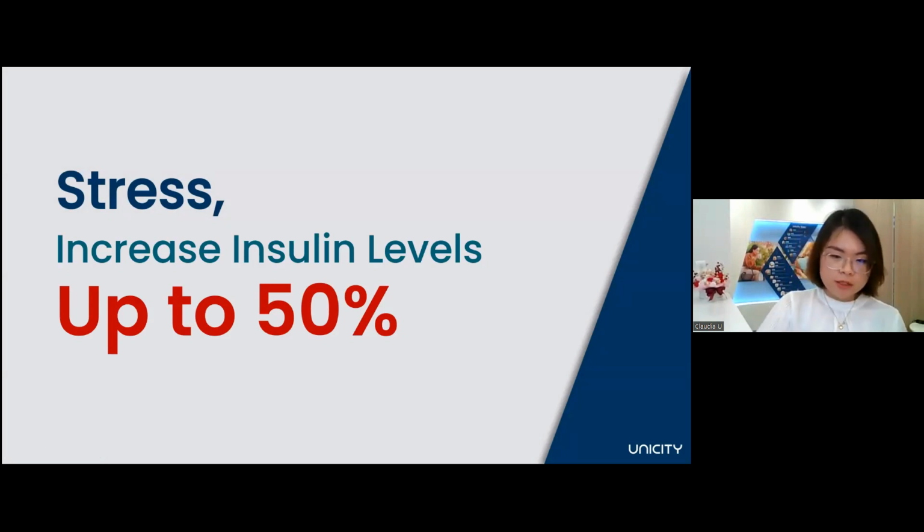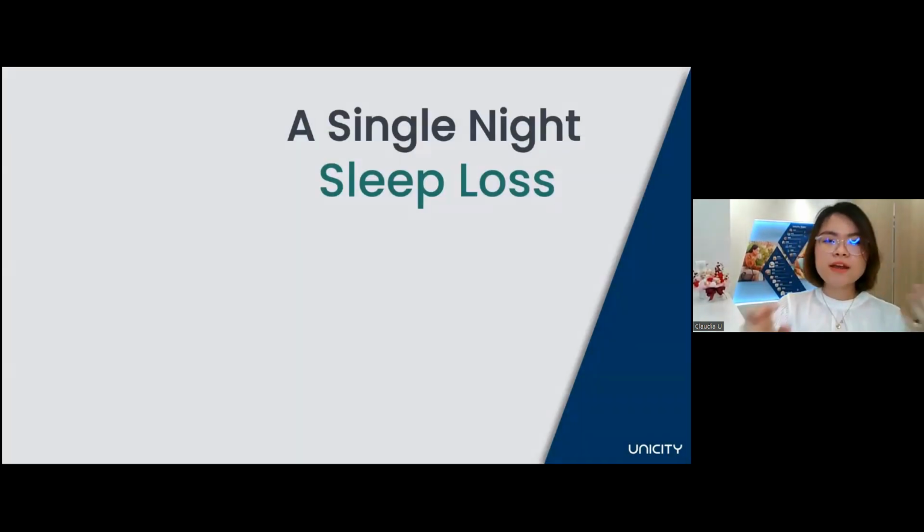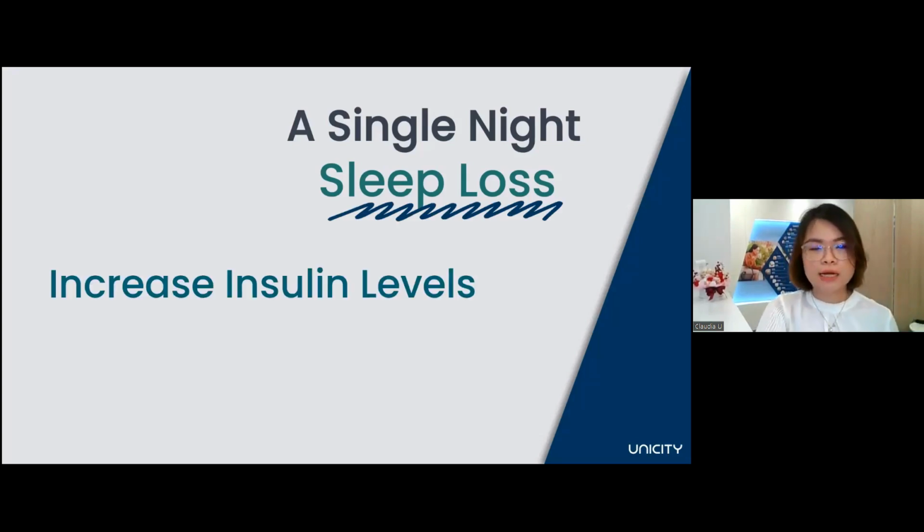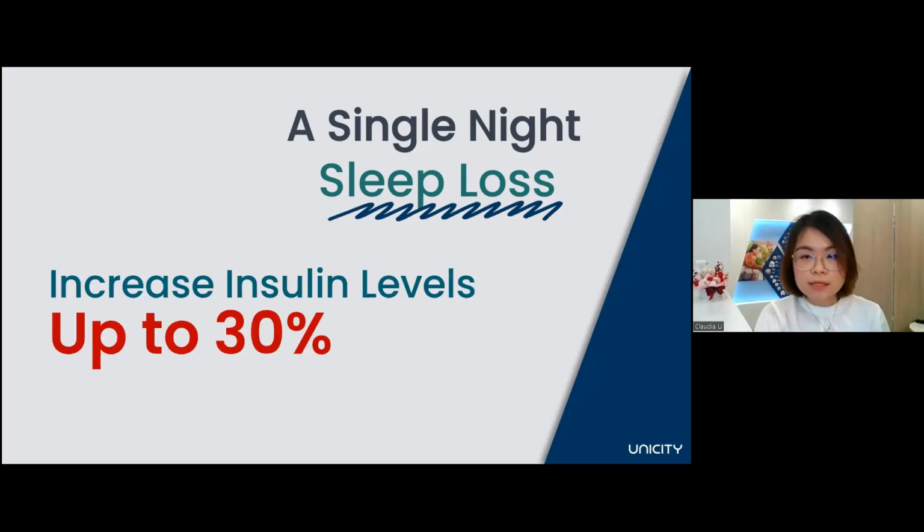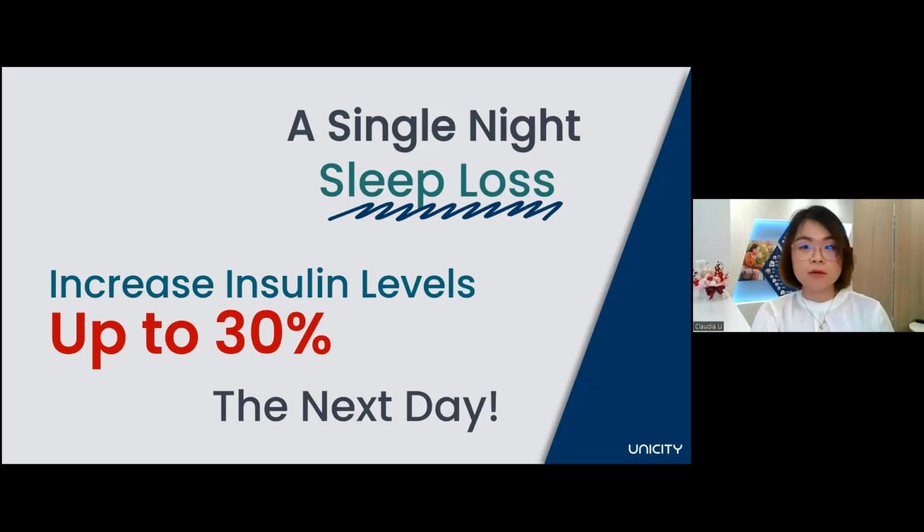All right, and on top of that, whenever we lose sleep, we don't have enough sleep, which could also be driven by stress, okay, it can increase our insulin levels up to 30% the next day. So the next day, your sugar level can even reach the pre-diabetes level, you know, just with 1 day of poor sleep. So of course, there are many reasons for sleep loss, and stress, of course, is a major factor.